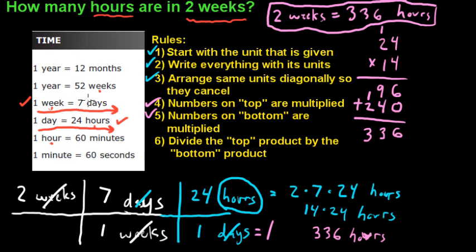We went from weeks to days right here. Weeks to days. And then we went from days to hours right here. Okay, and we started with what was given. And then we multiply the top, multiply the bottom, and then we divide.